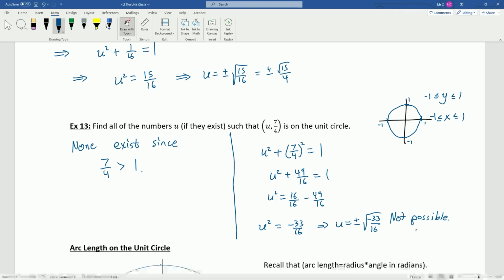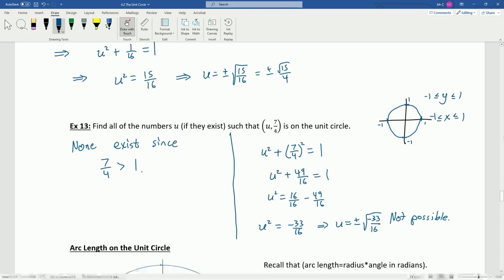Now, this would be more work, of course, right? It's much quicker to realize, hey, 7/4 is bigger than 1. We can't have a y value bigger than 1 on the unit circle. We're done. But if we didn't think about that initially and we start plugging it into our equation, as soon as we get to this negative square root, we should go, oh, that's not a real number. So we're done.